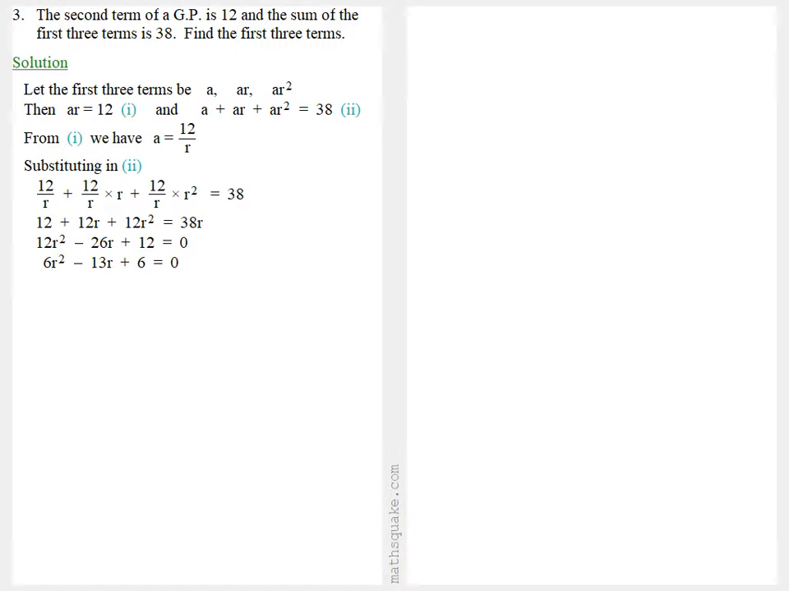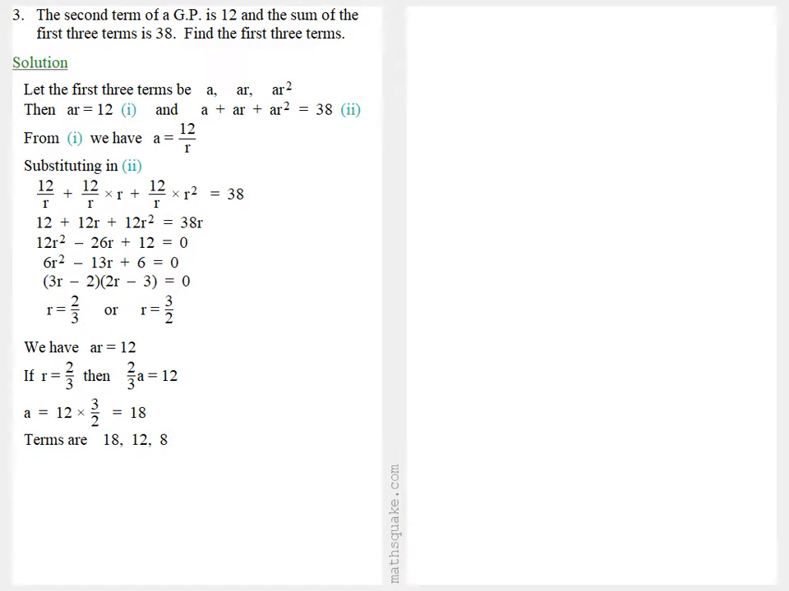We can either solve it using the formula, or let's do it by factorising. Now that factorises into 3r minus 2 times 2r minus 3 equals 0. So r is either equal to 2/3 or r is equal to 3 over 2. Now we have AR is 12, so if r is 2/3, then 2/3 of A is 12, so A is equal to 12 times 3 over 2, which is 18.